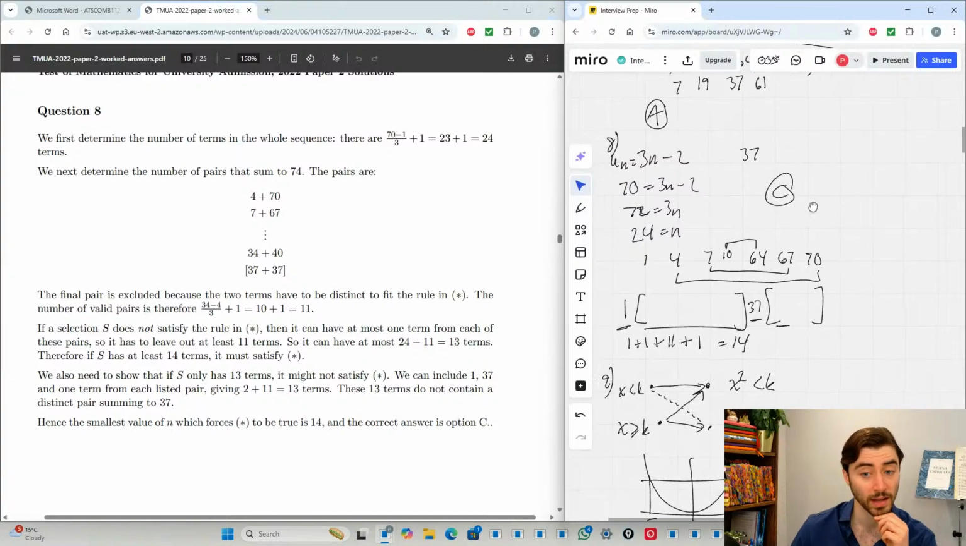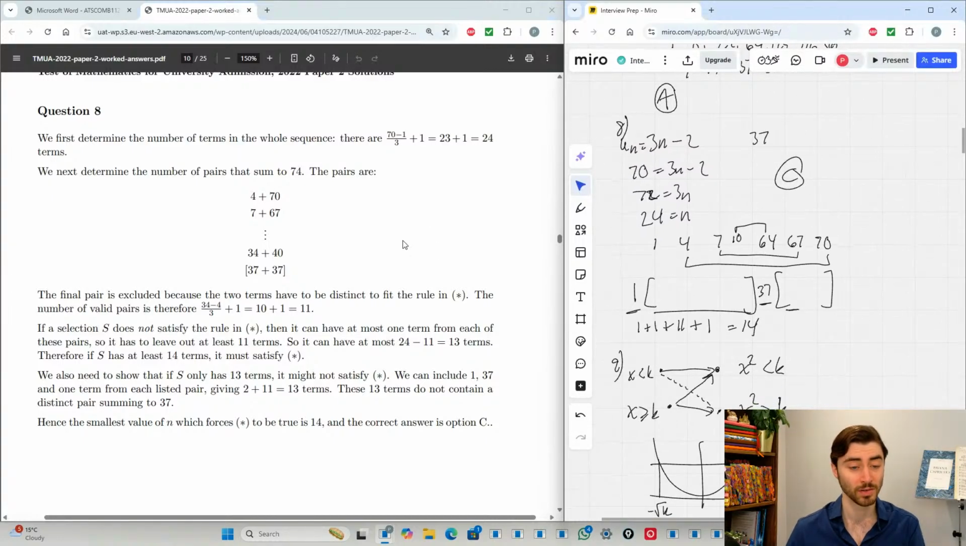The option is C, and I got that correct. I really liked this solve. So they recognized as well that there were pairs. So there was going to be 1, there was going to be 37, and then there were going to be the pairs.